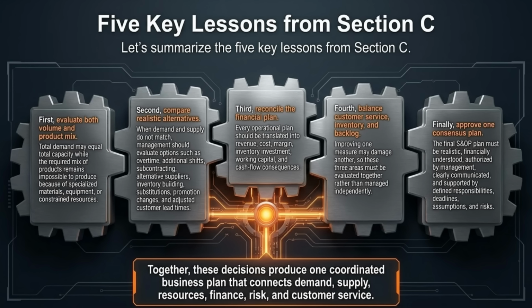Fourth, balance customer service, inventory, and backlog. Improving one measure may damage another, so these 3 areas must be evaluated together rather than managed independently. Finally, approve one consensus plan. The final S&OP plan must be realistic, financially understood, authorized by management, clearly communicated, and supported by defined responsibilities, deadlines, assumptions, and risks. Together, these decisions produce one coordinated business plan that connects demand, supply, resources, finance, risk, and customer service.